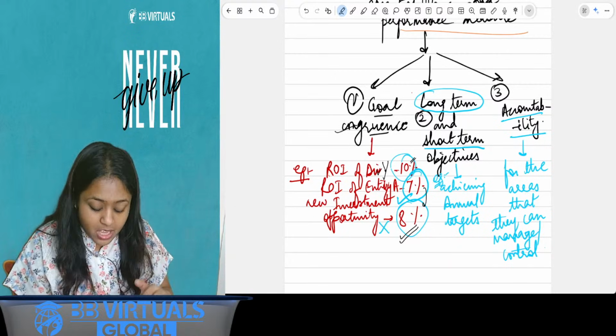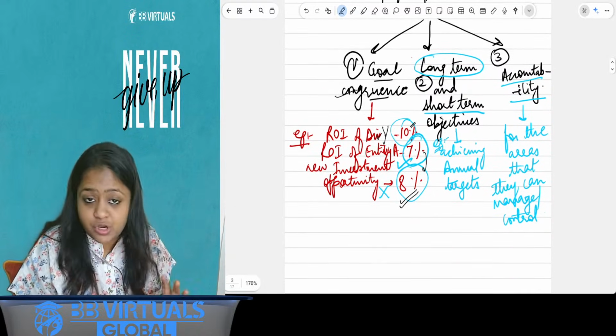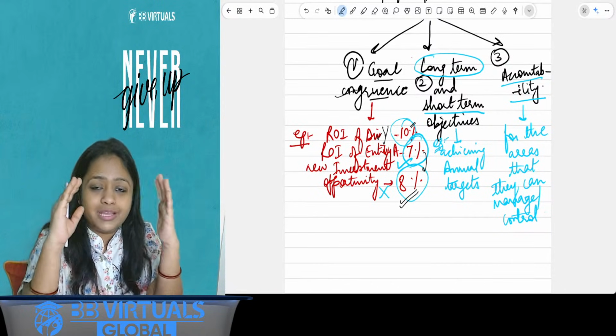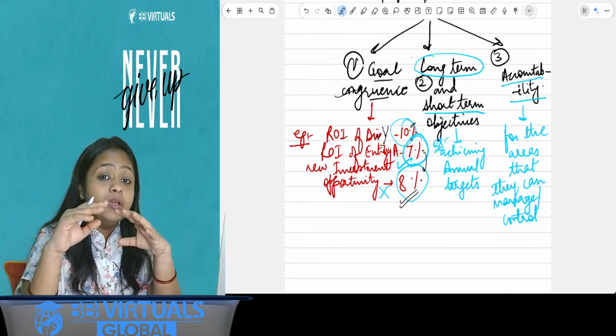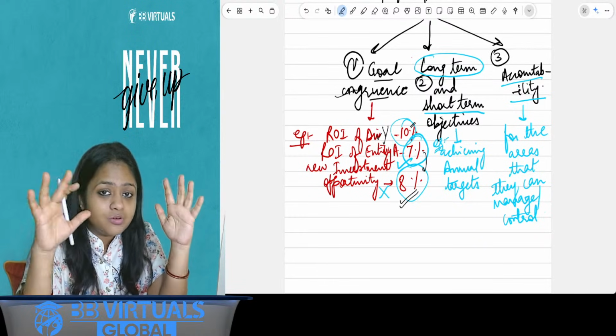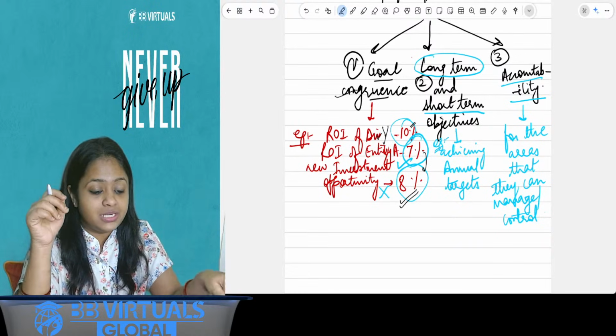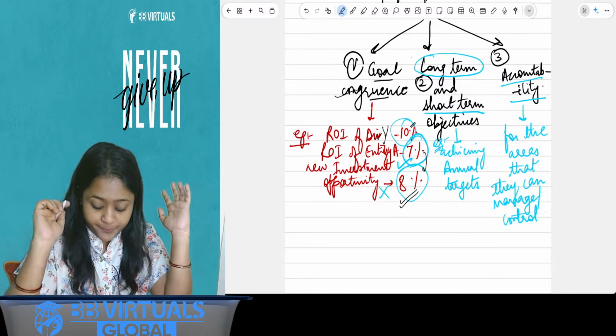Clear? Okay. Now, the second goal is long-term and short-term objectives. Typically, when we see divisional profits and ROI, it's more from a short-termism point of view. Long-termism is to look into the goal congruence perspective, right? So here the aim is to achieve the quarterly targets, yearly targets, and so on.